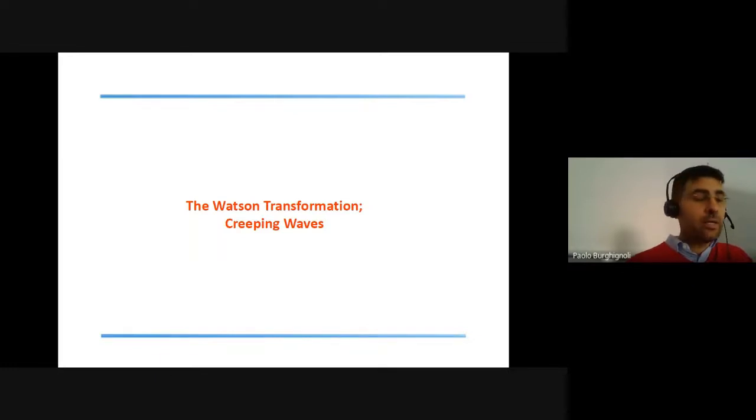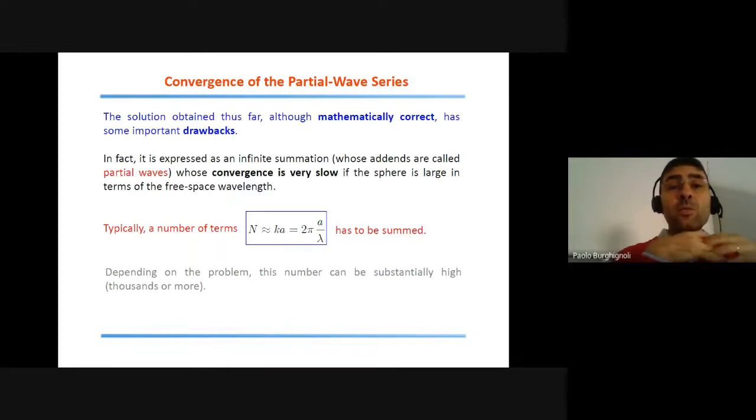And now we are in the position of introducing the so-called Watson transformation, and through this transformation, the definition of a creeping wave. The solution we have obtained is a complete and exact solution to the problem of a dipole radiating in the presence of a perfectly conducting sphere. However, even though mathematically exact, this has some important drawbacks.